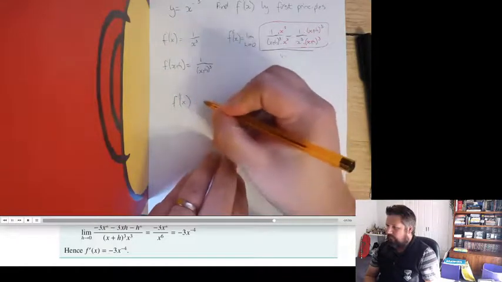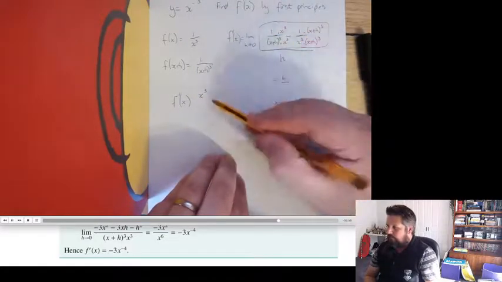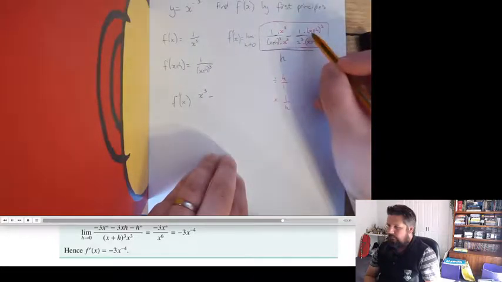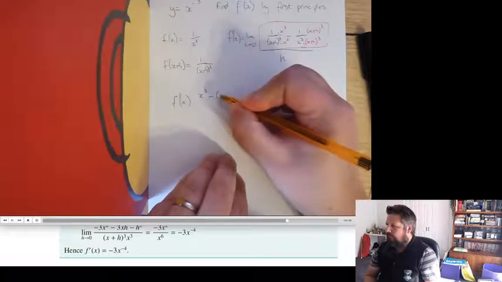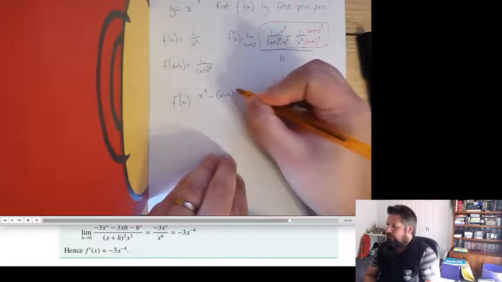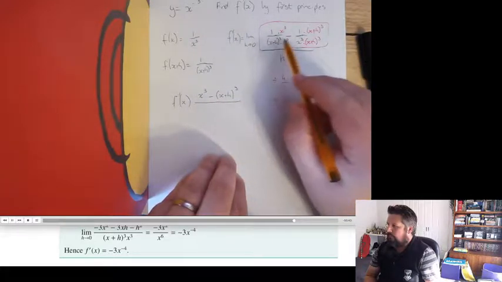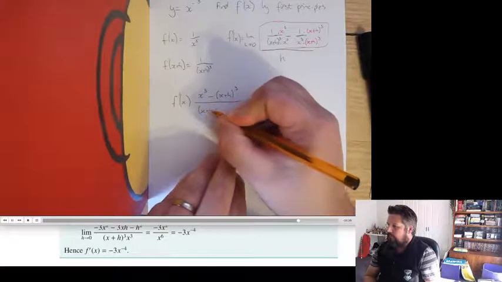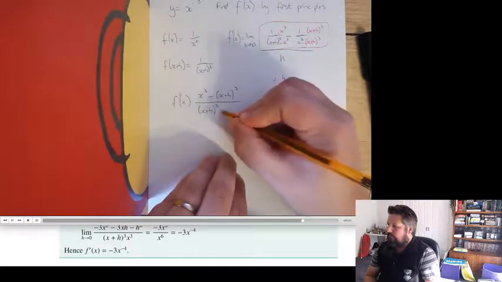x cubed. 1 times x cubed is x cubed, take away 1 times x plus h to the power of 3, which is that. And that is all over, the common denominator here is x plus h cubed multiplied by x cubed.